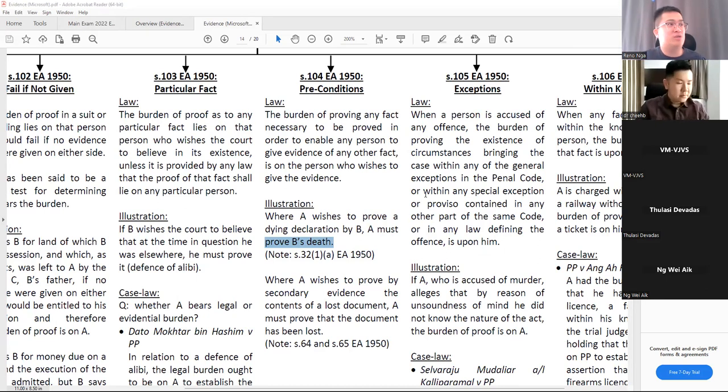If you look at the illustration, it is very simple. Section 103: if B wishes the court to believe that at the time in question he was elsewhere, he must prove it. Defense of alibi. You must prove where you are. When you say you are not here, then where are you? This is 103, when you say something. Section 104: when A wishes to prove a dying declaration by B, A must prove B died. In order to use that dying declaration, you must prove he died. If he didn't die, then how can you prove a dying declaration, right?